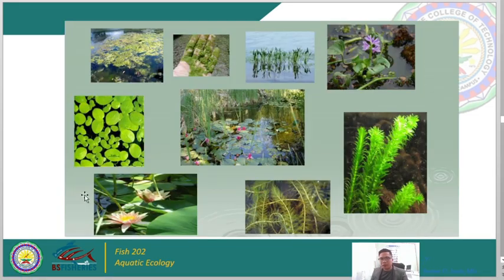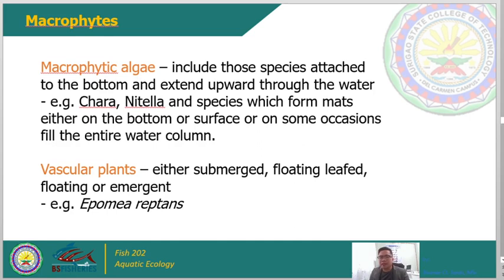Okay, so here we have the different types of aquatic plants, no? Natay diri mga algae, kinipod, or I think these are duckweeds, no? These are water hyacinths, water lilies, and some other types of plants, no? Mga floating. Okay, so there are what we call macrophytic algae, no? Mga macrophytic algae like Chara, Nitella, and other species which form mats either at the bottom or the surface, or on some occasions they fill the entire water column, no? Kini sila ang mga macrophytic. Ang mga vascular plants either submerged, floating leaved, or emergent, no? Kini sila mga vascular plants. When we say vascular plants, ato na siyang gi-discuss na una sa atong botany, they have a vascular system. Okay? So naa silay phloem and xylem.